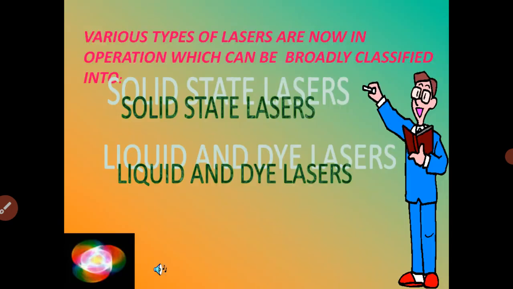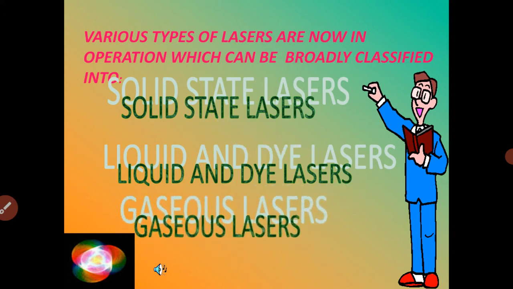So next, there are various types of lasers now in operation, which can be broadly classified into three types. Here we can see first is the solid state lasers, second liquid and dye lasers, and third is the gaseous lasers. There are several types of lasers, but broadly these three types are the solid state, then liquid state, and then gaseous lasers.